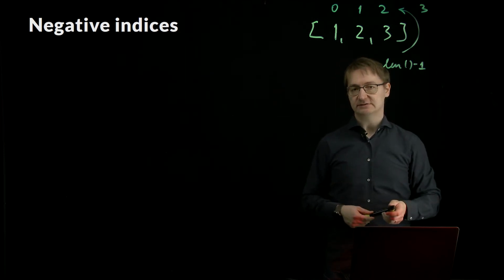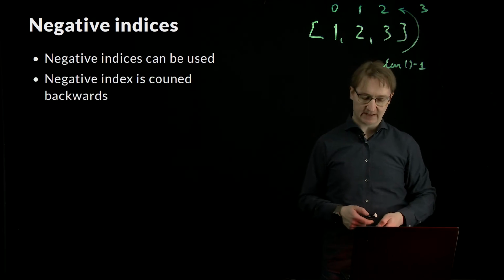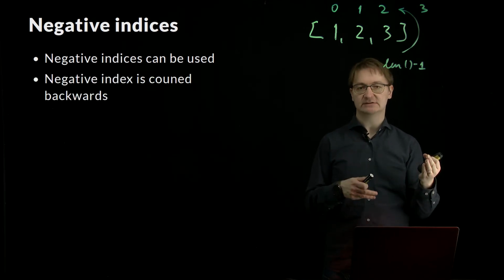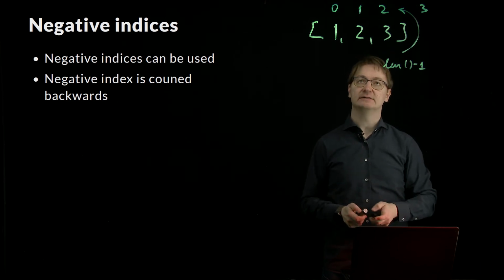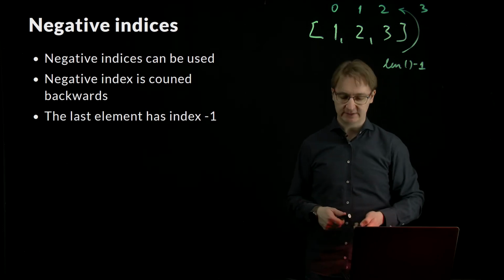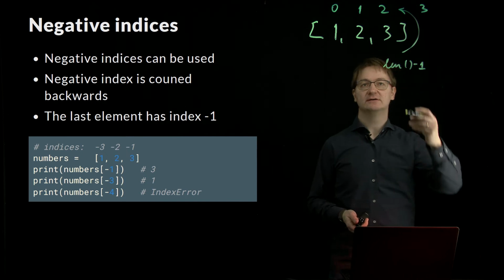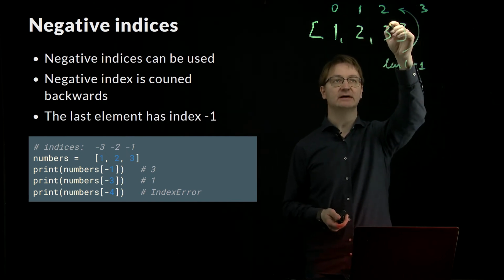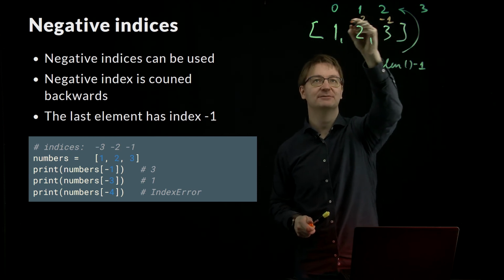What Python allows us to do is to use negative indices. The negative index is counted from backwards, and the last element has index -1. And here are the examples. If I use the same example, then the indices here would be -1, -2, and -3.